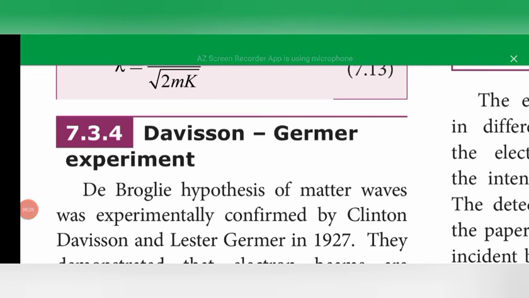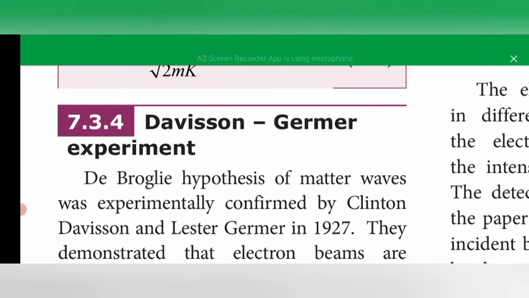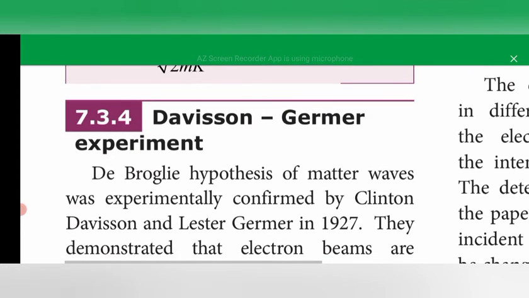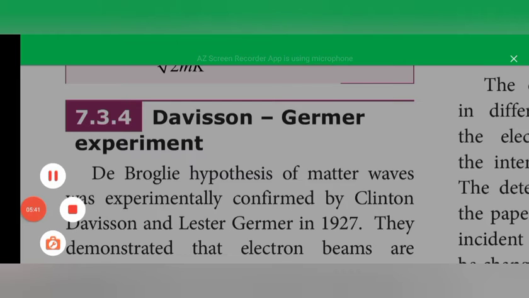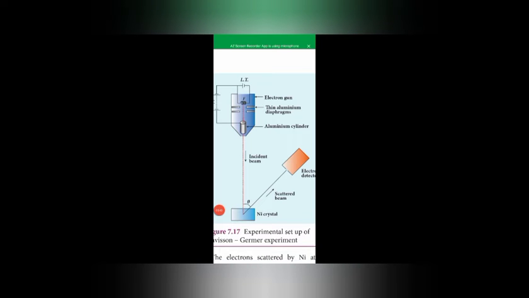The next topic is the Davisson-Germer experiment. In this experiment, matter waves were experimentally demonstrated. In this demonstration, the electron beam... this is the experimental setup arrangement of the Davisson-Germer experiment.